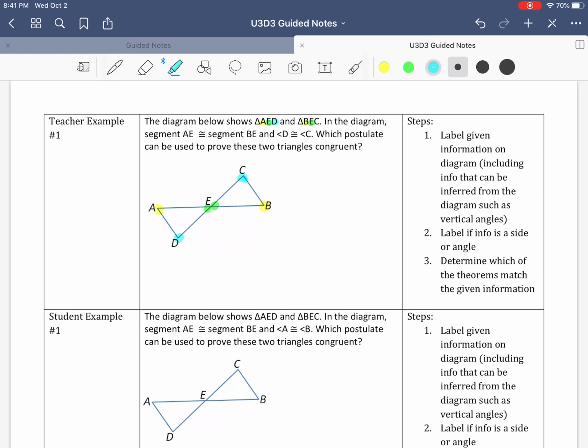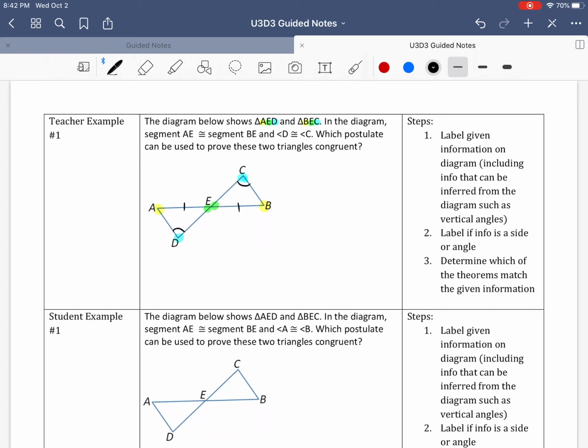Now second, we're given the information that AE and BE are congruent. So I can draw those tick marks that tell me, yes, those two segments are congruent. Third, I know that angle D and angle C are also congruent, so I can draw those arcs. Once I have that information, I need to think about the picture. Is there information from the picture that I can infer because that is a proper inference to make?